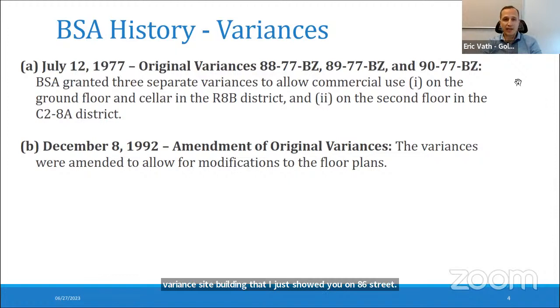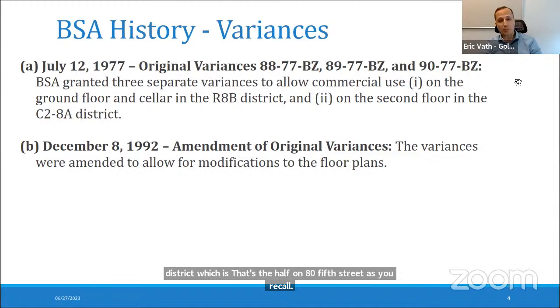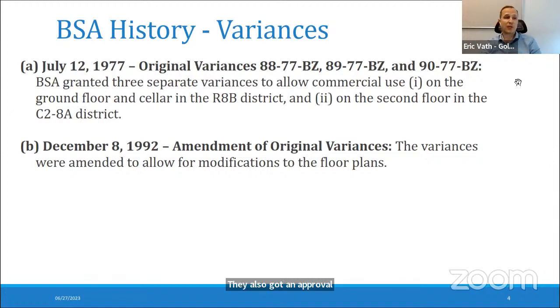The reason it necessitated 3 separate actions at the time is because they were approved to extend the commercial use into the R8B district, that's the half on 85th Street, as you recall. They also got an approval for a commercial use on the 2nd floor, which, when you have a mixed use building, is not permitted in certain districts. It again was a small grant for extending existing commercial use.